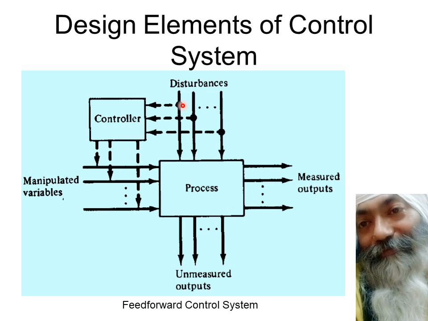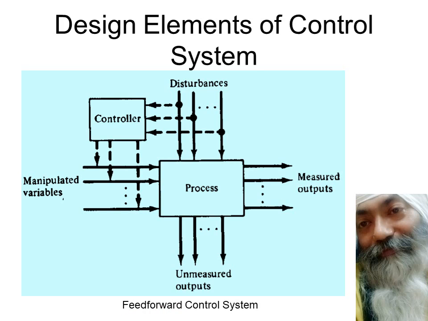So before the disturbance acts upon the process, we take the control action before it acts. That's why it is called feed forward control. It's not called feedback, because in feedback the action takes place after the damage is done. Here the action is taken before the damage is done. That's what it's called feed forward control system.